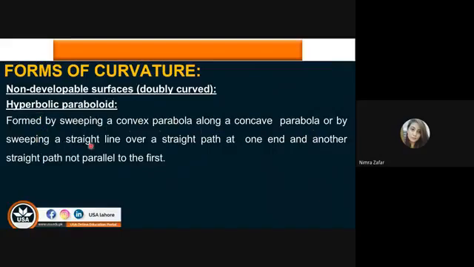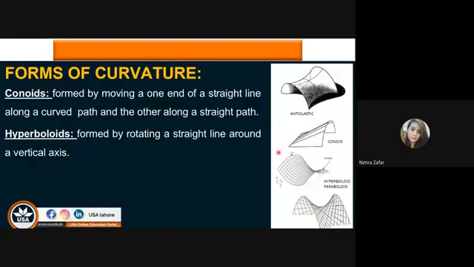Or by sweeping a straight line over a straight path at one end and another straight path not parallel to the first. So what's happening? We have one concave parabola and one convex parabola. We basically swap those parabolas, one concave and one convex.